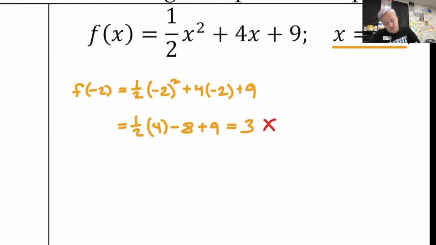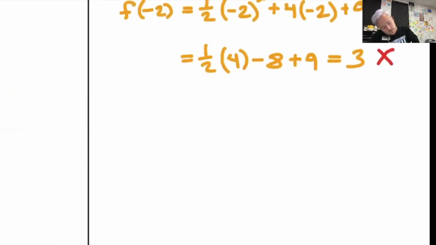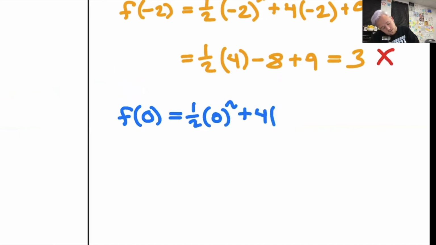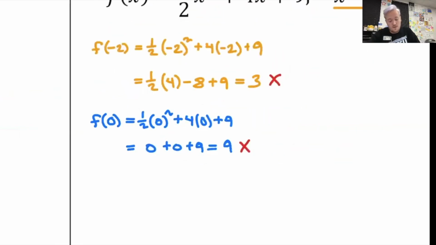All right, I'm going to move on to 0. If I plug in 0 here, we're going to have 1/2 times 0 squared plus 4 times 0 plus 9. So we're going to have 0 plus 0 plus 9, which gives you 9. It doesn't equal 0, which means it doesn't work. So it's not a solution.